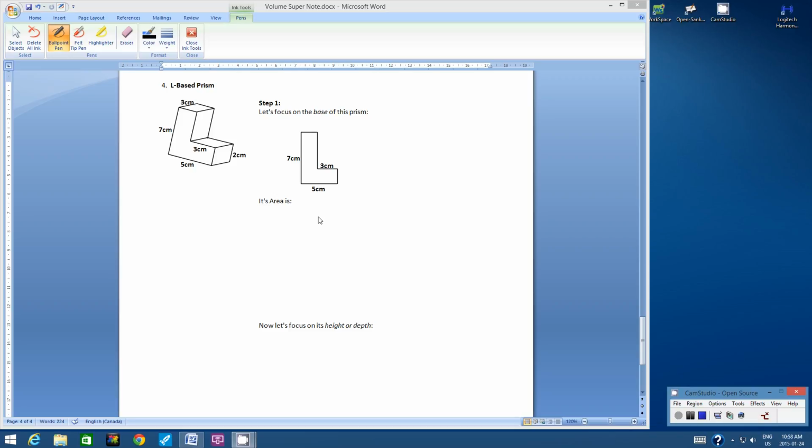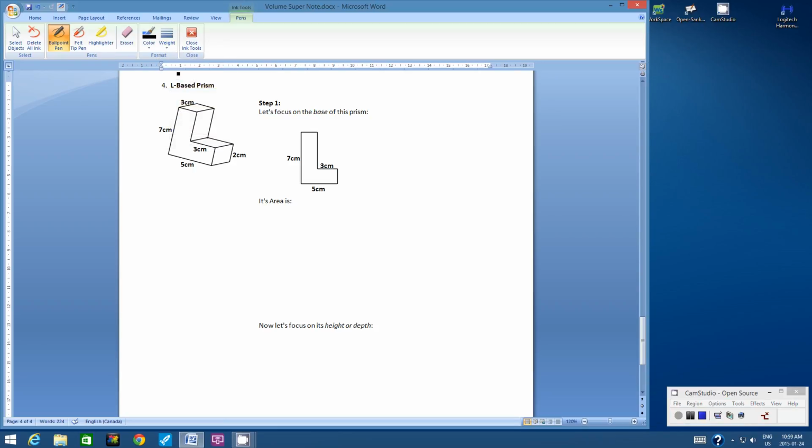Now, there's a couple of measurements missing. So I've left out this measurement on purpose. Can you see what it is? That would be this measurement, 2 centimeters. So as we're working on this, we always have to be looking for information that we can use. So let's write that in here, 2 centimeters. I used a very thin pen here.